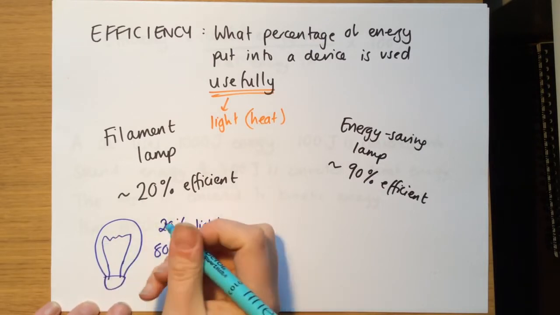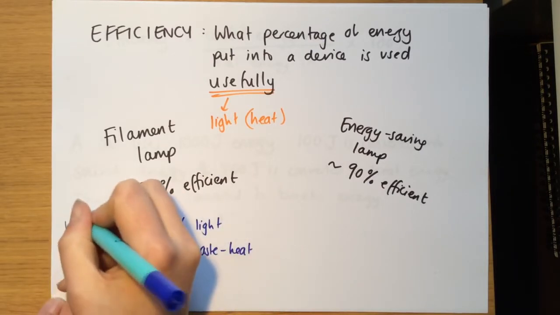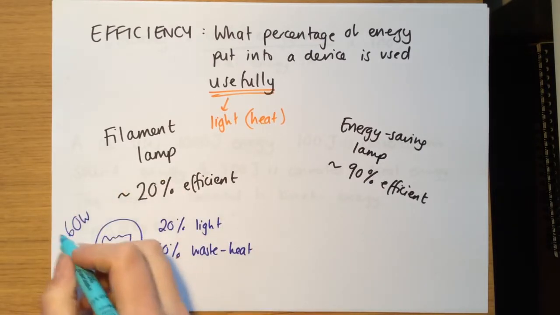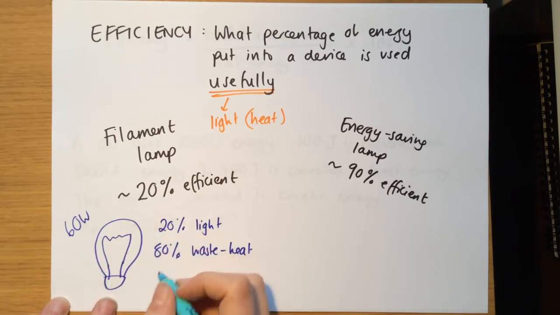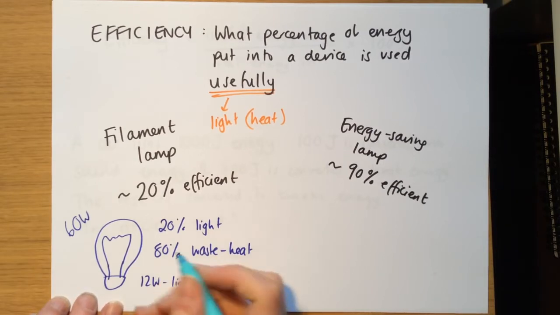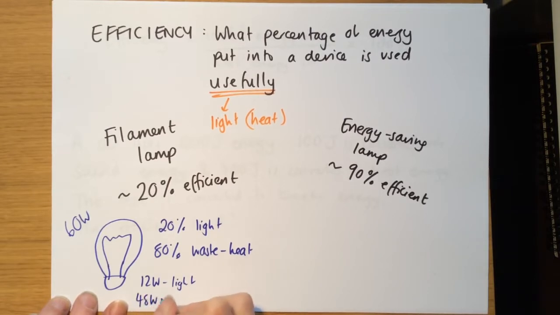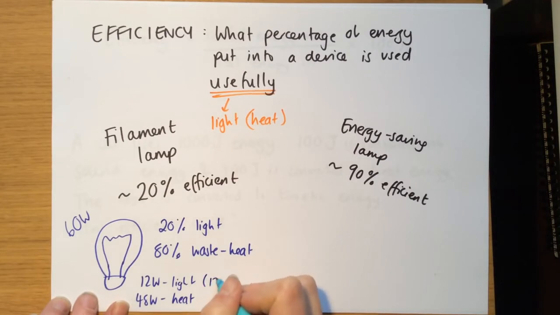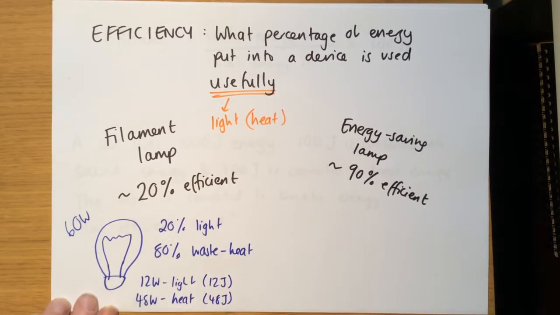So if this was, for example, a 60-watt light bulb, 20% of that, so that would be 12 joules per second, or 12 watts, would come out as light. And 80%, which is 60 minus 12, which is 48 watts, would come out as heat. Or 12 joules per second, or 48 joules per second, if you want to think of it that way.